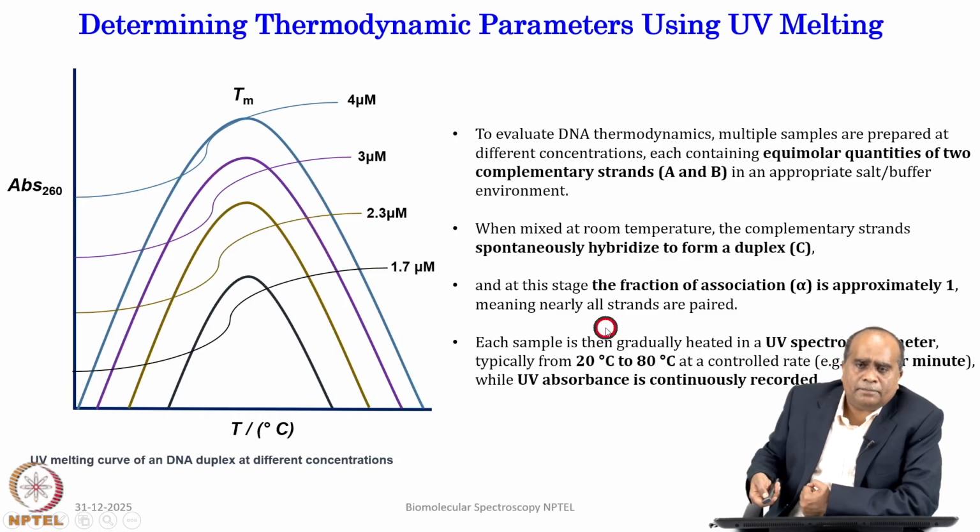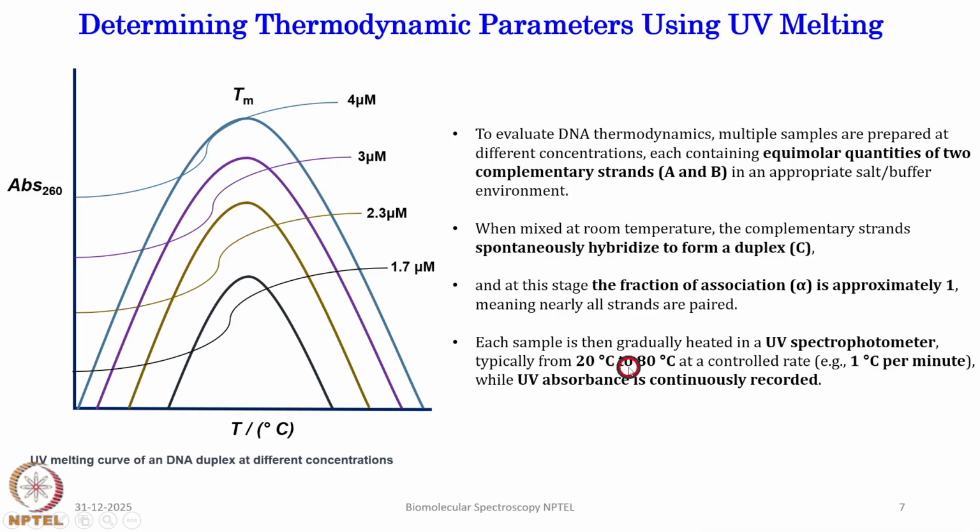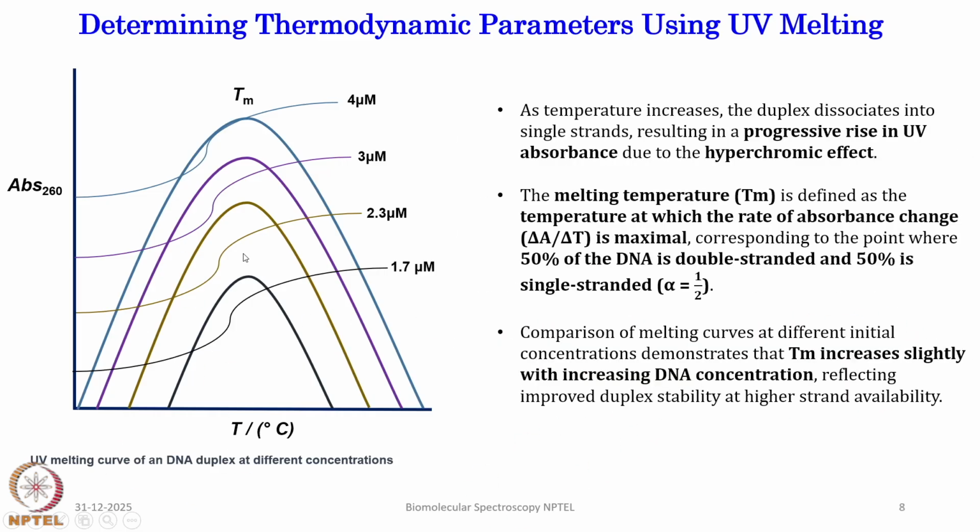So, looking at the fraction of association, we can find out how much is in which condition, whether it is duplex or double stranded or single stranded, right. So, for example, it is gradually heated in a UV spectrometer from 20 to 80 at 1 degree per minute, and the UV absorbance is continuously recorded, so we can get the precise rise in the UV absorbance due to this hyperchromic shift. So, we can find the melting temperature, right.